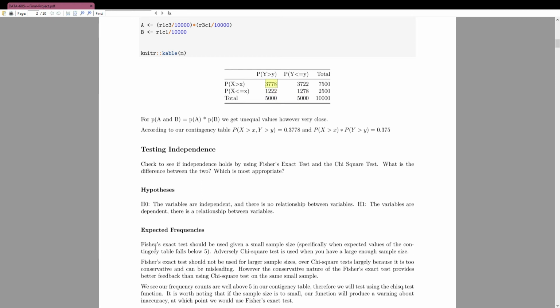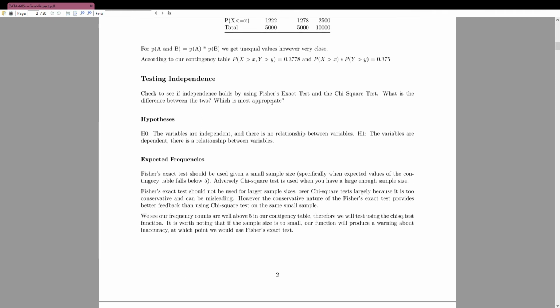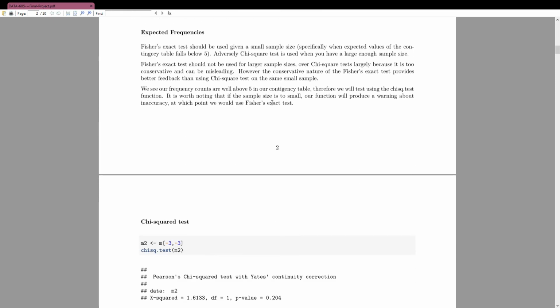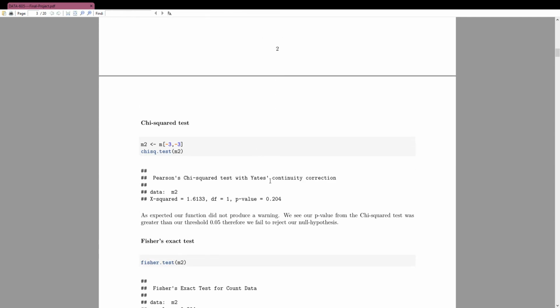If you do use the Fisher's exact test for larger samples, the downside is it could be a little bit more computationally expensive. So in our case, we would use a chi-square test. However, we're going to use both just because why not? We get a p-value from our chi-square test of 0.204, which is greater than our alpha value, our threshold of 0.05. Therefore, we fail to reject our null hypothesis.